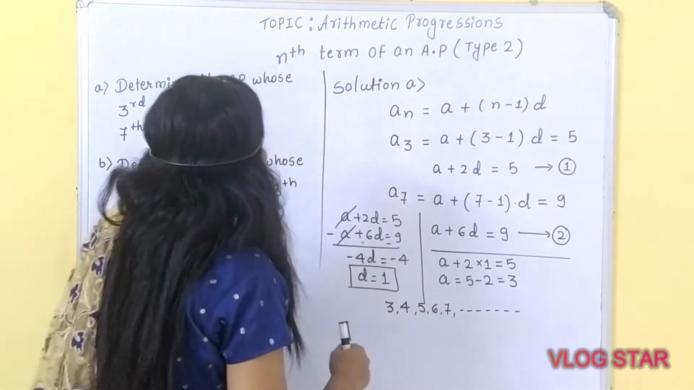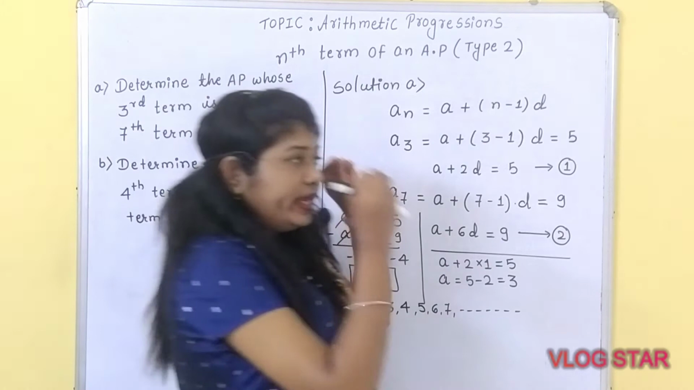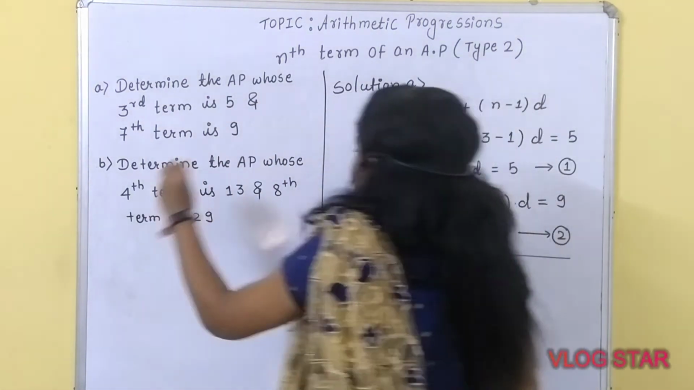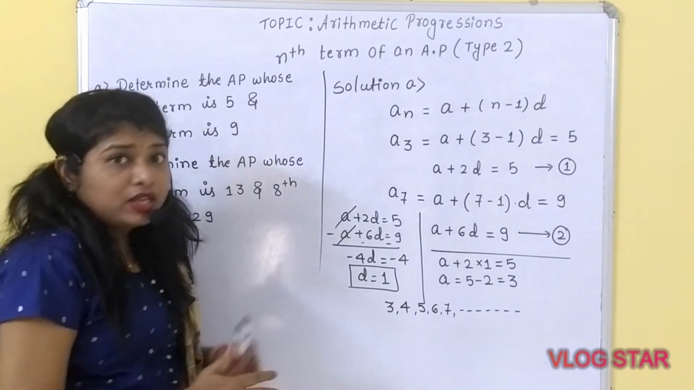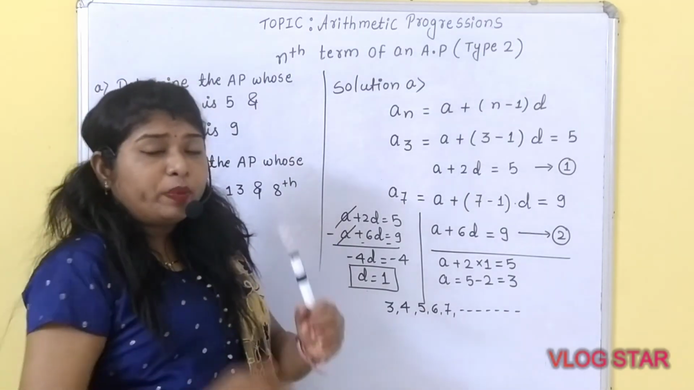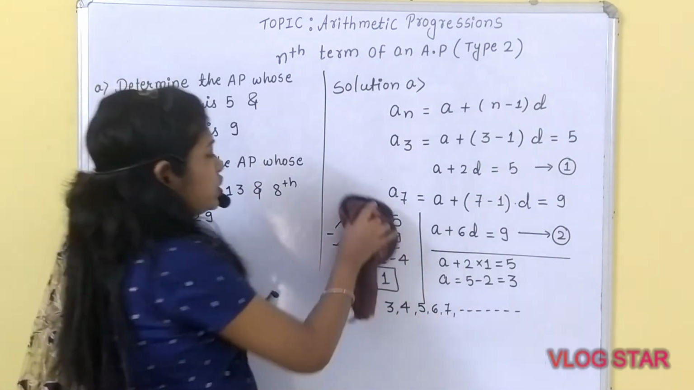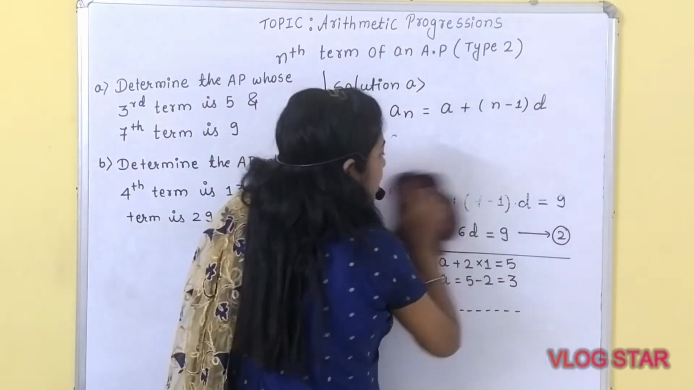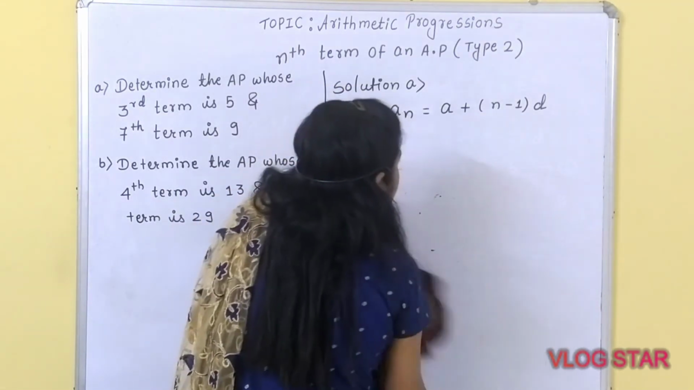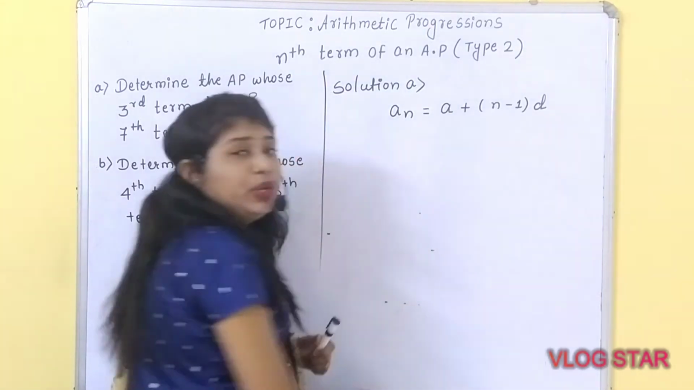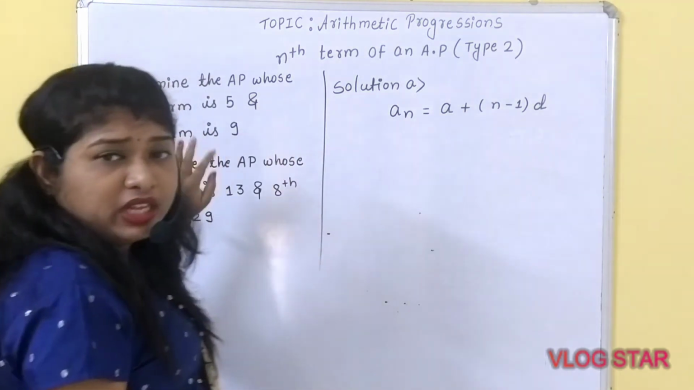So let's consider the solution B. You need to determine the AP whose fourth term is 13 and eighth term is 29. So how are you going to proceed? What would be the first procedure that you need to follow? The first procedure will remain the same. You have to write down the formula, that is An is equal to A plus n minus 1 into D. Am I right? With the help of this formula, now you need to check the given data.